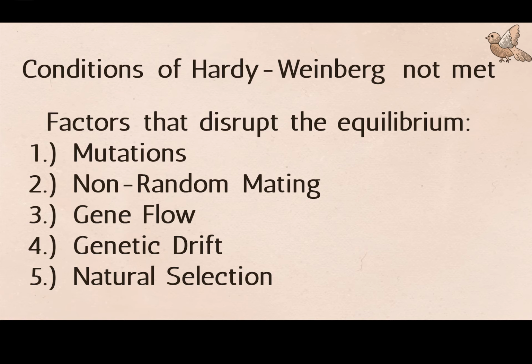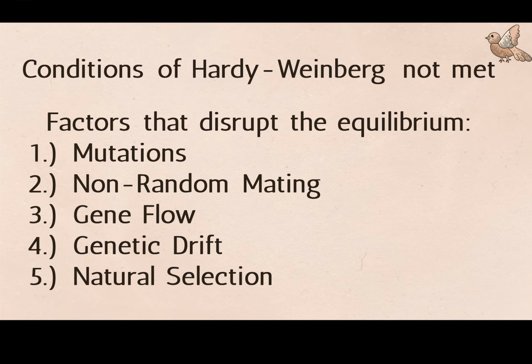So, the conditions of Hardy-Weinberg when they're not met. These are the factors that disrupt the equilibrium. First we have mutations, which are changes in the genes that affect their expression. Non-random mating is when individuals choose to mate with one another based on a certain trait. Gene flow is when new genes are introduced to a population through immigration or emigration, and this usually leads to an increase of genetic variation.